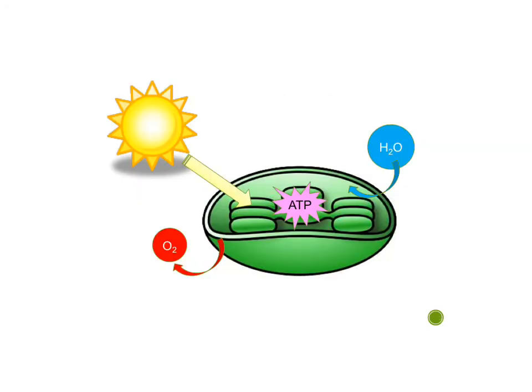So here's a diagram representing that. We have the sun's energy coming in. Here are the stacks of thylakoids. In this process, water is used, ATP is created, and oxygen is given off in the process. This is just step one of photosynthesis. This is the light reaction.